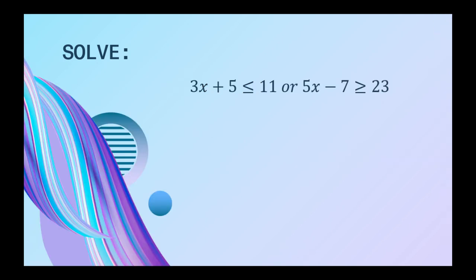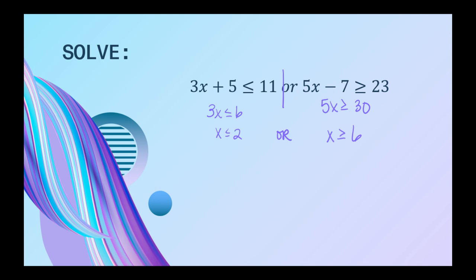Let's try another one. Now the ors are nice because they're already split, and so you're just solving each one on its own. So if we take 3x plus 5 is less than or equal to 11, and we subtract 5 and divide by 3, we get x is less than or equal to 2. Or, and then I'm going to come over here and solve. So I'm going to take 5x minus 7 is greater than or equal to 23. I'm going to add 7, and I'm going to divide by 5, and I get x is greater than or equal to 6.